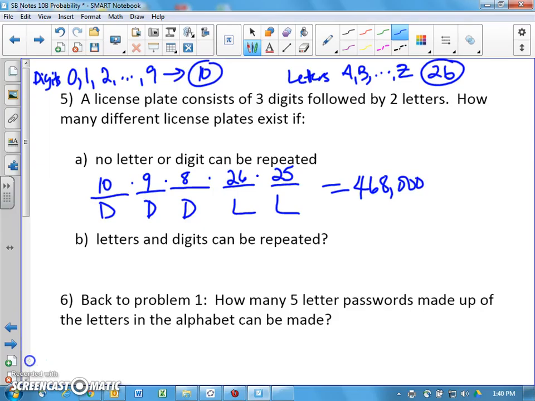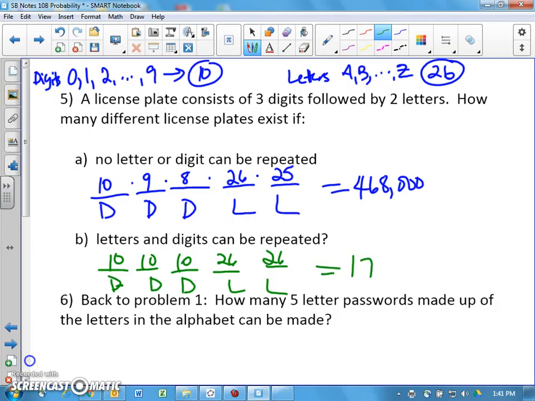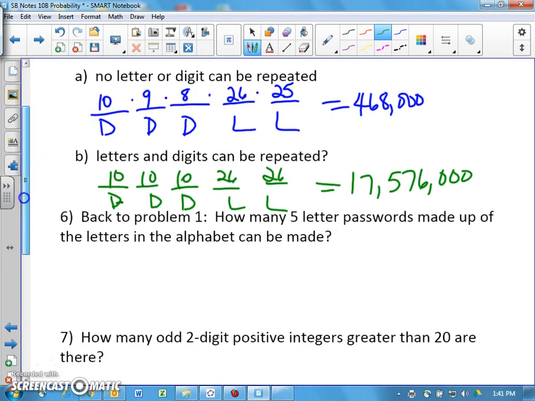Now, if they can be repeated, that changes this slightly. We still have 3 digits followed by 2 letters, but this time we have 10 in all 3 of the digit spots and 26 in both of the letter spots. So when you multiply this out, this gives you 17,576,000. So allowing the repeats gives you a lot more license plates.